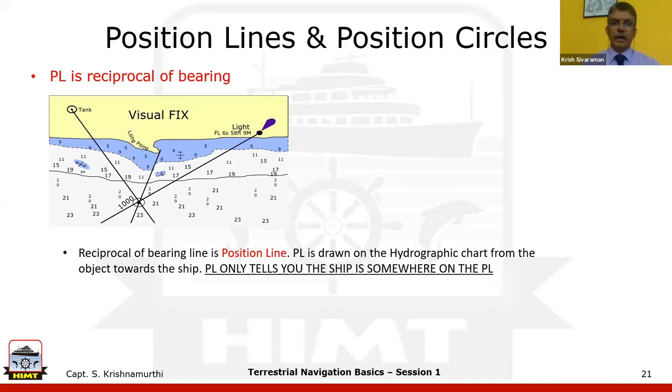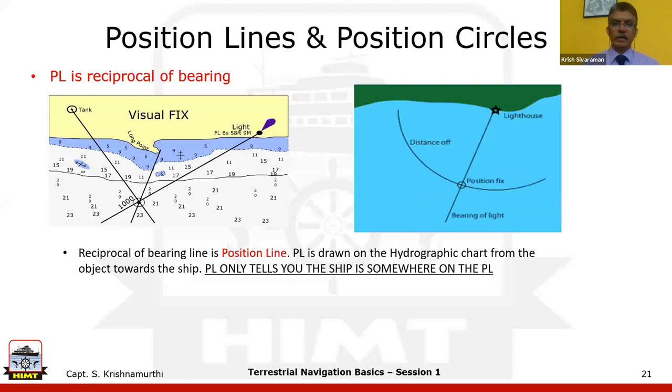Now, remember another thing. You can go to your chart, your electronic chart or your paper chart, and after taking the bearing, you can draw the position line in reverse from that particular object, if you identified that object correctly. All that it tells you is that you are somewhere on the position line. It doesn't tell you your position. Your ship is somewhere on that line, you don't know exactly where. You need more than one position line.